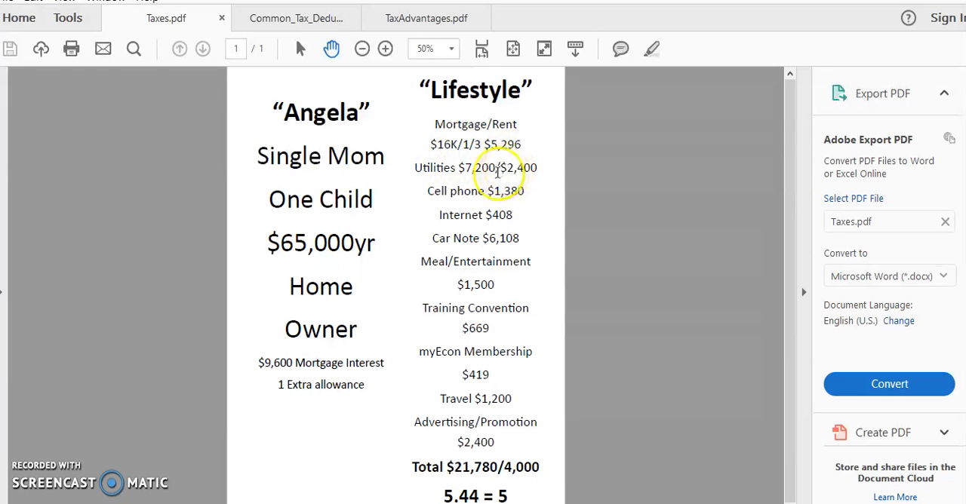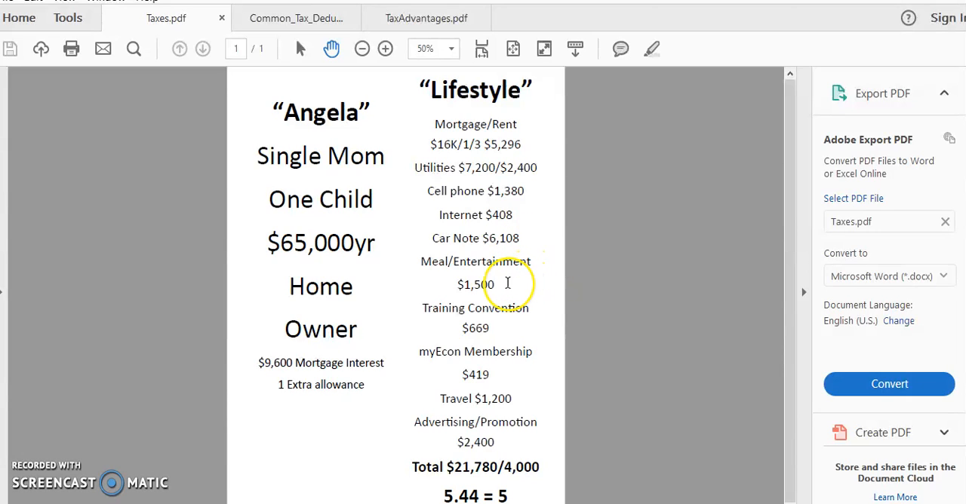My utility bills add up to, let's say, $7,200, because I'm averaging about $600 a month, and I'm going to take a third of that because again I have 3 bedrooms and one room is for my office. That's $2,400. My cell phone, you get to write all of it 100% off, is coming to about $1,380 because I'm paying about $115 a month. Your internet access, my car note, when I was paying a car note, it was about $509. So $509 times 12, that's over $6,000.